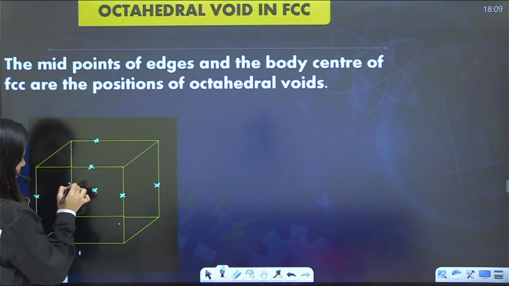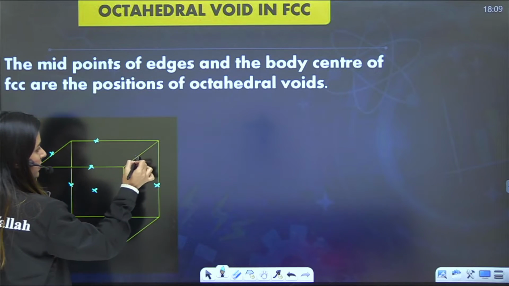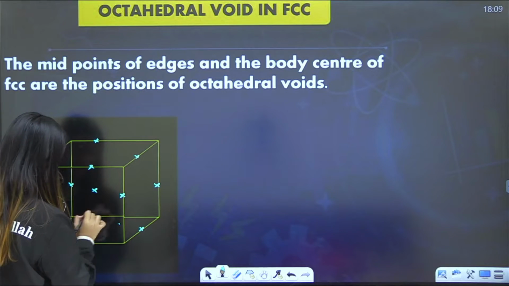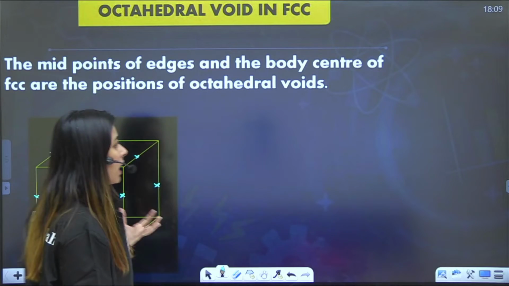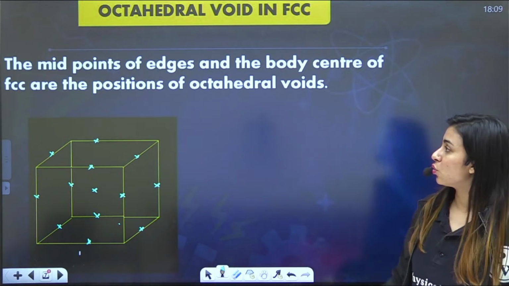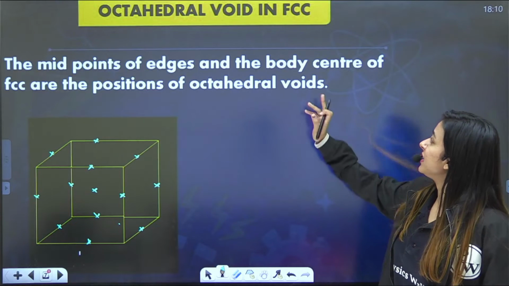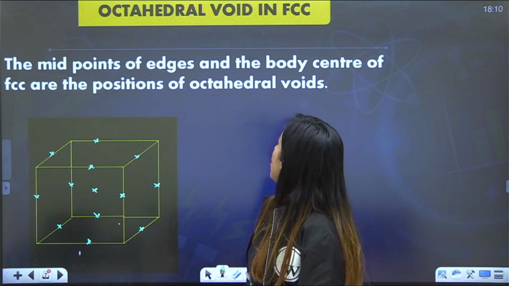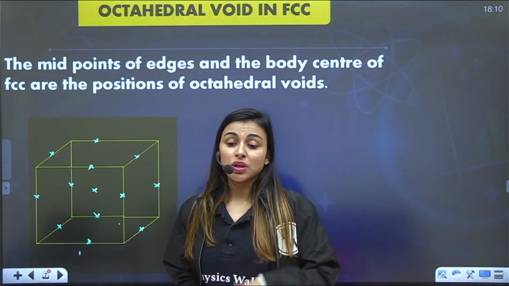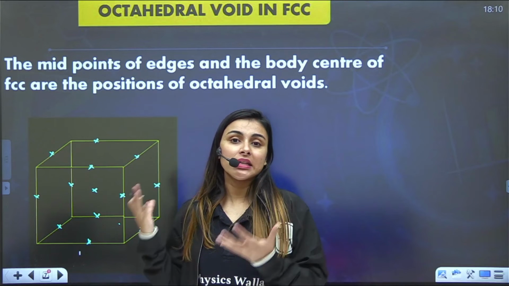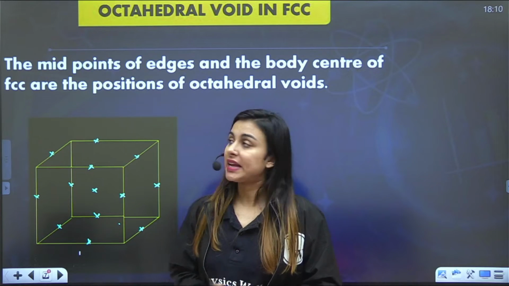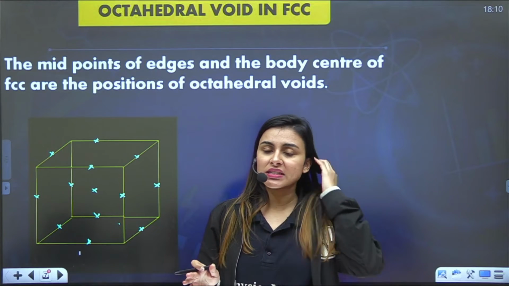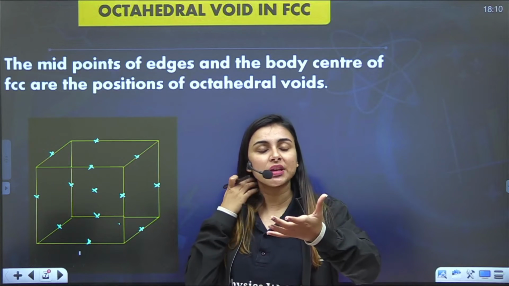This is the edge center, this is the edge center, edge center, edge center, and edge center. Okay, so this is how your octahedral voids actually look. Okay, so the midpoints of the edges and the body center of the FCC are the positions of your octahedral voids. Now we need to understand why these are the positions where your octahedral voids are present, and it says that in FCC, because we have studied FCC till now, we've not studied HCP, so I'll make you understand everything with the FCC structure.